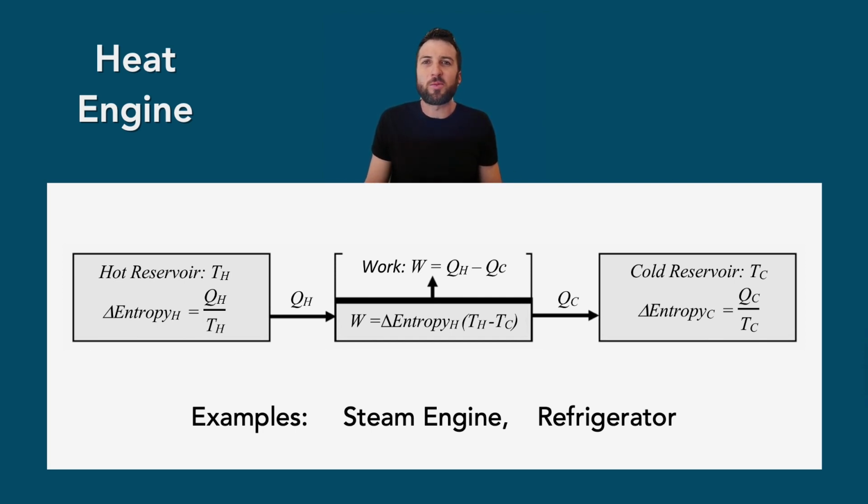But this can also be done in reverse. If you put work in, you can increase the heat differences between a hot and cold reserve. So this is seen in refrigerators. Refrigerators basically input work and increase the heat differences. So it makes a cold reserve more cold compared to the outside.